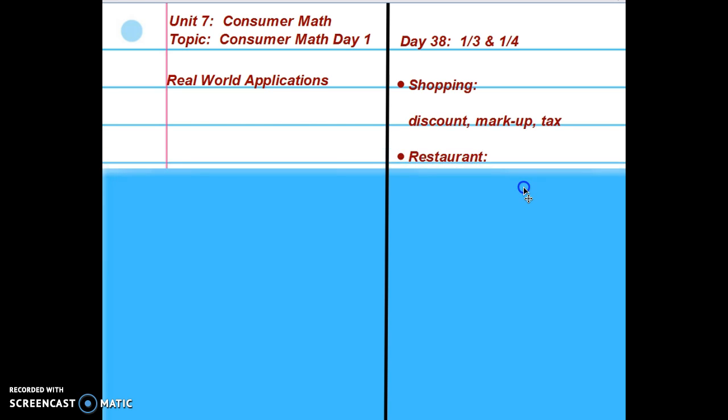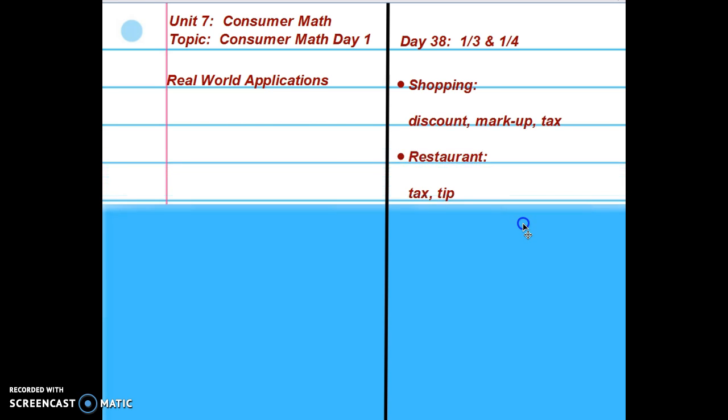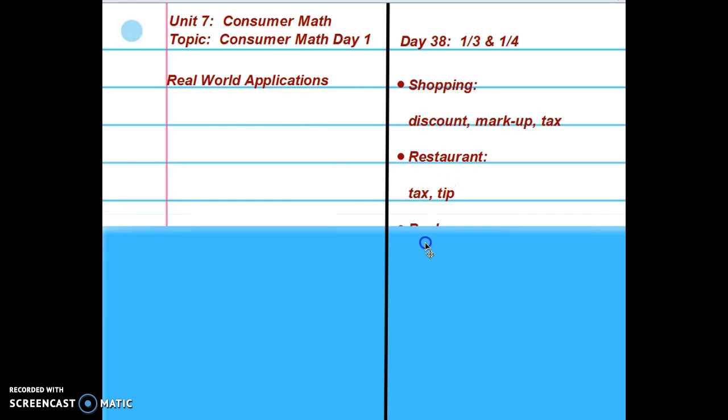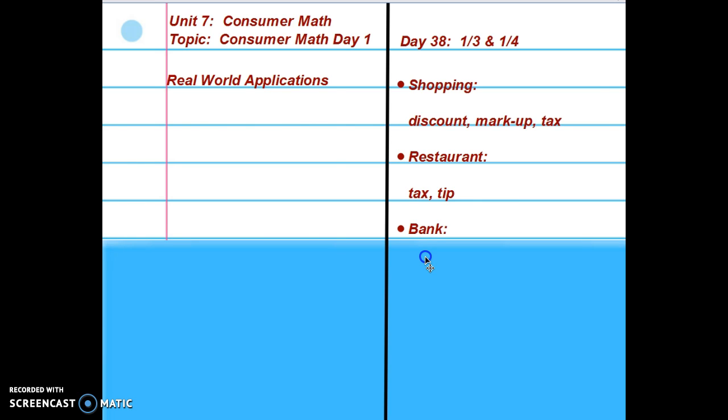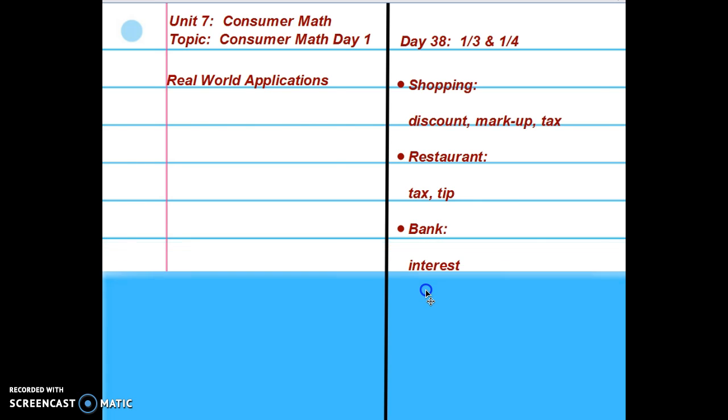Let's say that you go to a restaurant. You have to know how to calculate tax and a tip. So the tip's what you would leave your server, and then the tax is what's charged on the food. If you go to a bank, so let's say that you take out a loan from the bank. The bank's going to charge you interest on that loan, and that would make the amount that you end up paying increase.